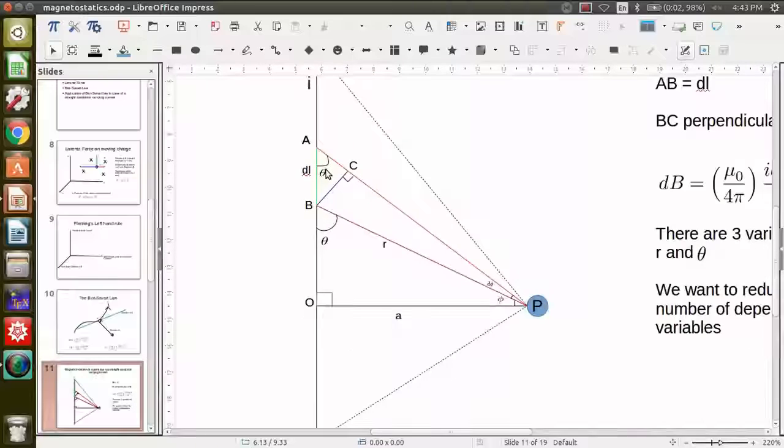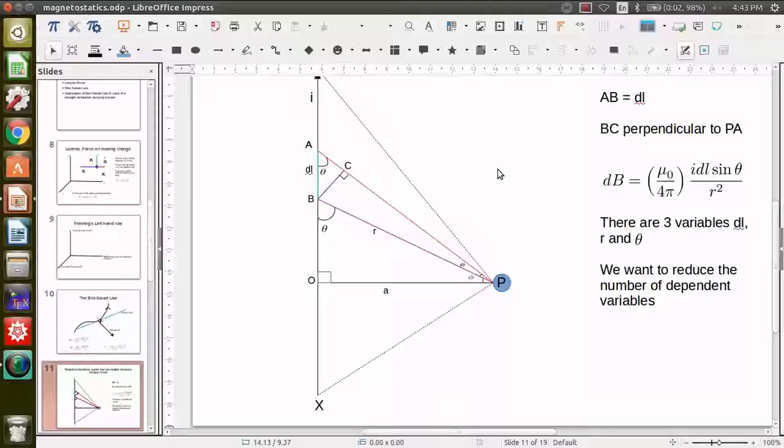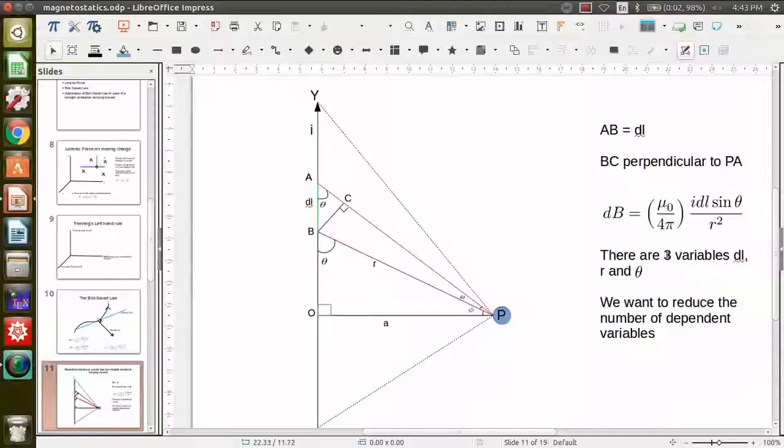So according to the Biot-Savart law, dB, or the magnetic field induction due to the small line element dl, is given by mu naught by 4 pi, i dl sine theta by r square, where theta is the angle between dl, towards the direction of the current we have taken, and the vector r. Actually this is extremely small, so the angle can be taken as theta itself.